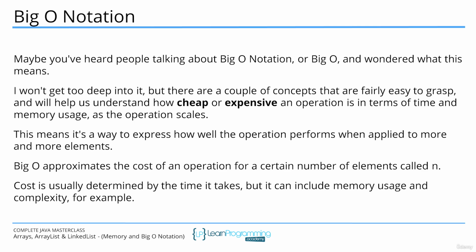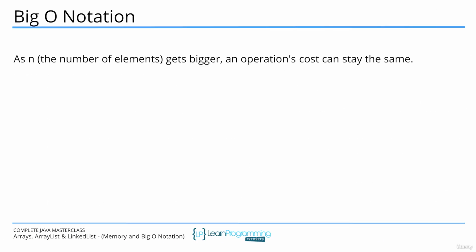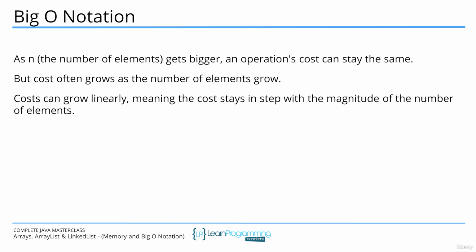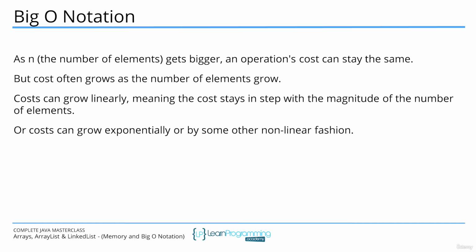Cost is usually determined by the time it takes, but it can include memory usage and complexity, for example. As n, the number of elements, gets bigger, an operation's cost can stay the same. But cost often grows as the number of elements grows. Costs can grow linearly, meaning the cost stays in step with the magnitude of the number of elements. Or costs can grow exponentially or in some other nonlinear fashion.